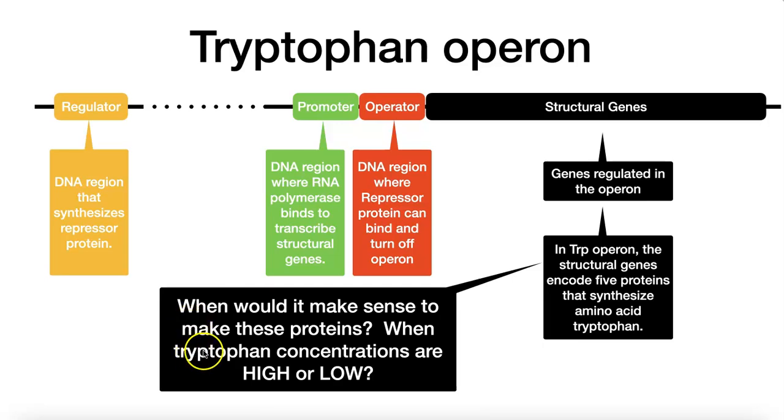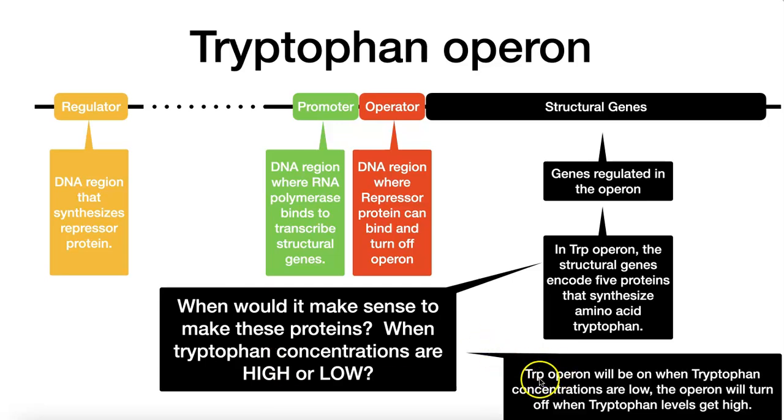When tryptophan concentrations are already high, when there's an abundance of tryptophan, does it make sense to make proteins to make more tryptophan? Or would it make more sense to have tryptophan synthesis enzymes present when there's little to no tryptophan? So hopefully you've come to this conclusion that the Trp operon, energetically it makes sense for it to be on when tryptophan concentrations are low. When there's little to no tryptophan, the cell needs to make tryptophan. That's what this operon is going to allow it to do.